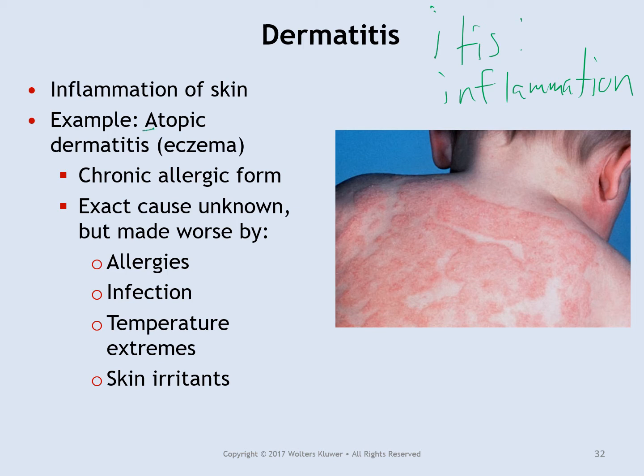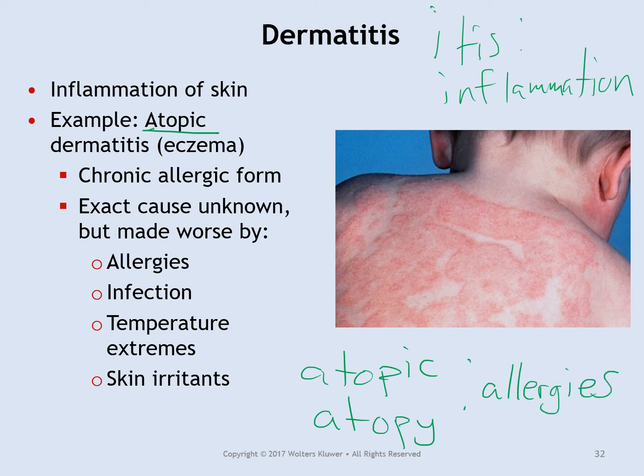That word atopic, anytime you see atopic or atopy, these are referring to allergies. So atopic dermatitis is inflammation of the skin due to some kind of allergy. Usually it's a chronic inflammation. This is not like exposure to poison ivy that's very acute. You get dermatitis for a day and then it goes away. This is dermatitis that stays for days, maybe weeks, maybe months.